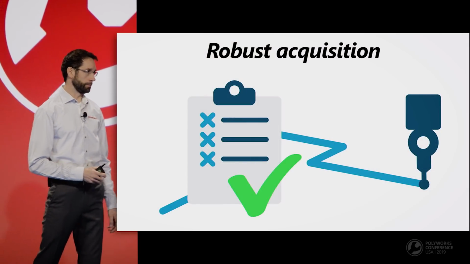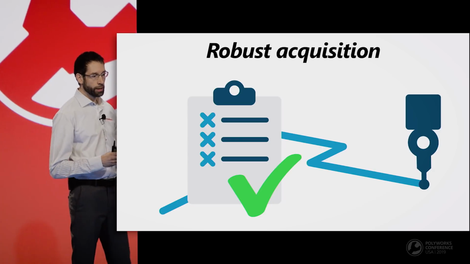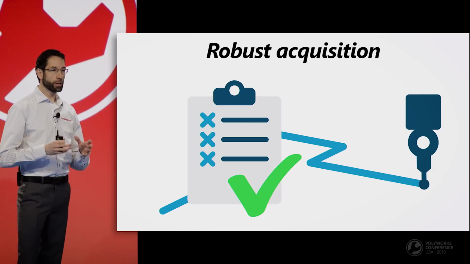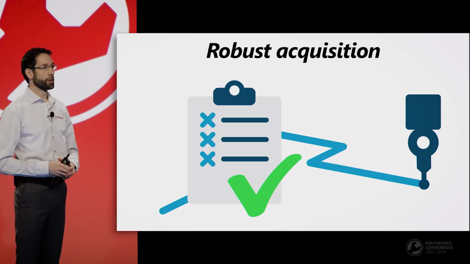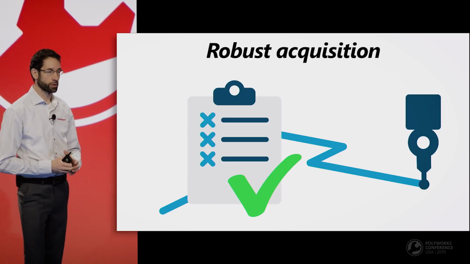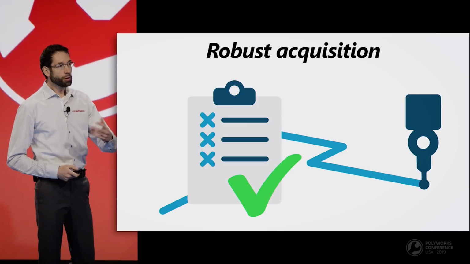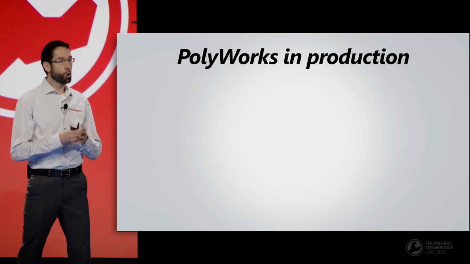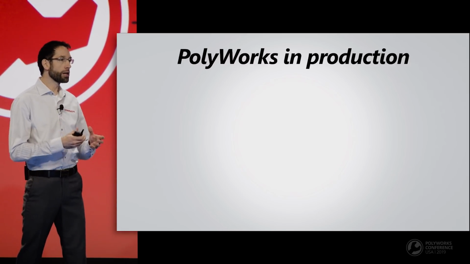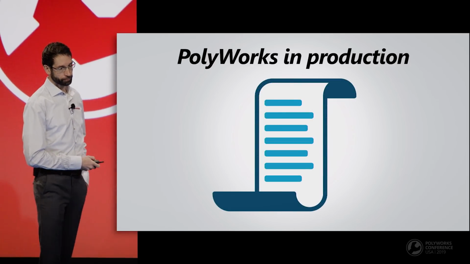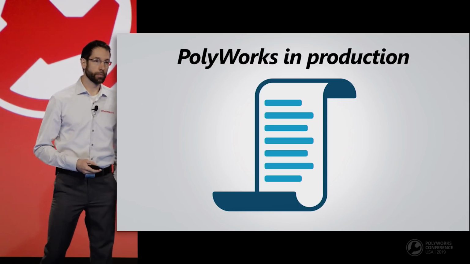And finally, when measuring data in production, the acquisition process has to be robust. The operators must be guided, and the metrology system must be able to handle any problematic situations. So for all these reasons, customers who successfully deployed PolyWorks in production have traditionally relied on creating those large macro scripts. That approach works, but it has important limitations.